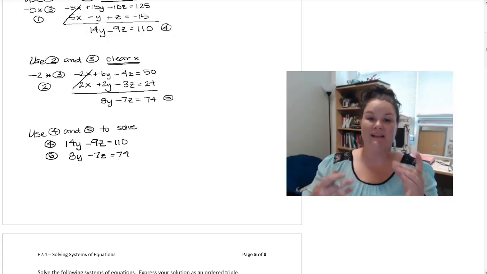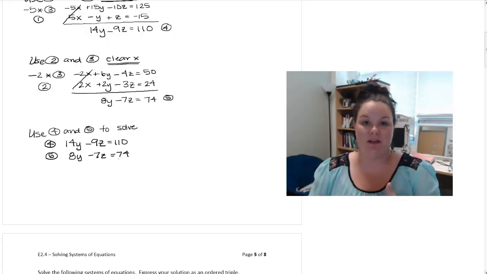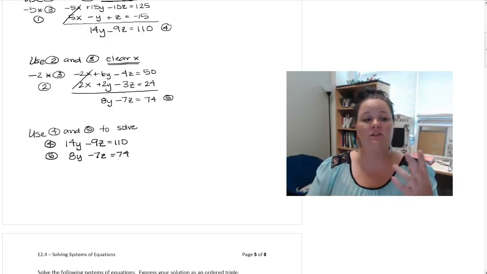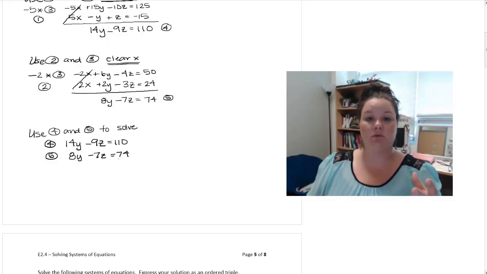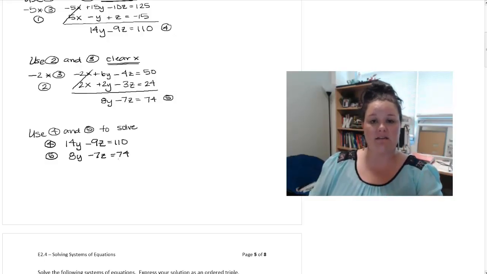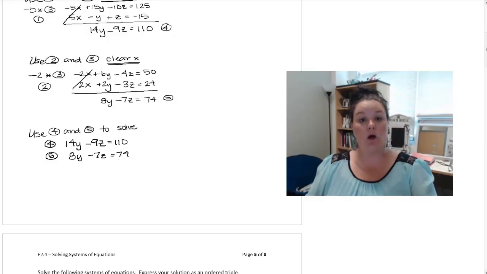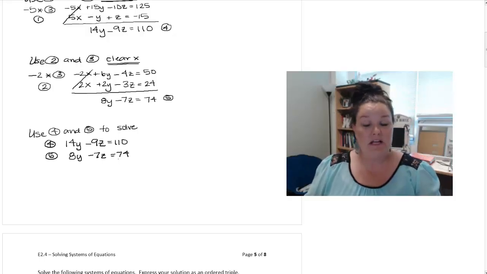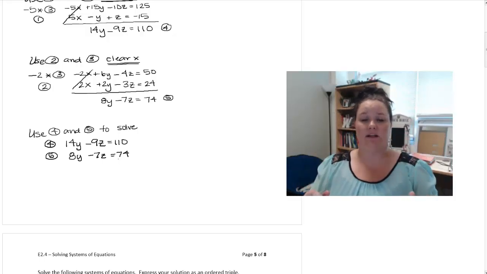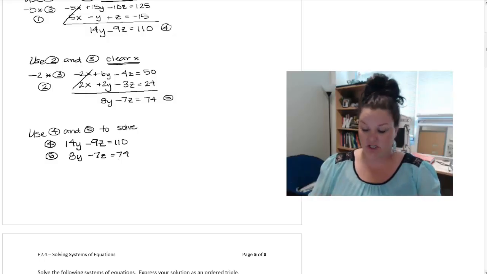Now I can't multiply 9 by something to make it 7, and I don't want to multiply 7 by something to make it 9 because that's going to involve fractions and I don't want to do that. So what I'm going to do is think of the least common multiple. What is the smallest number that 9 and 7 both go into, which is 63. So I want to make one of those a positive 63 and the other one a negative 63. That way they'll cancel. So I'm going to have to multiply both equations by something to achieve my goal.